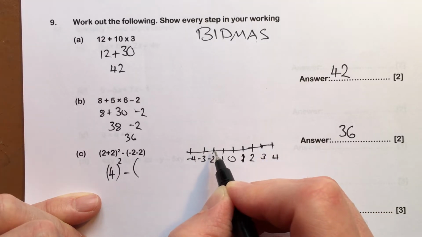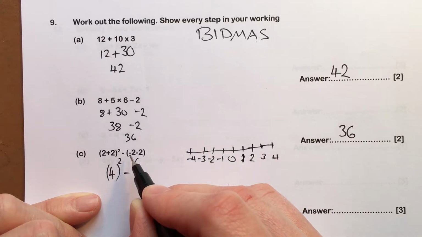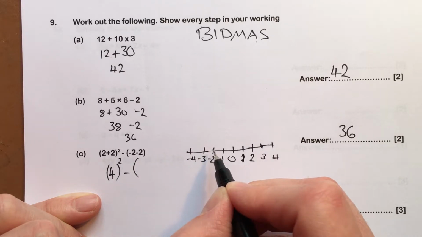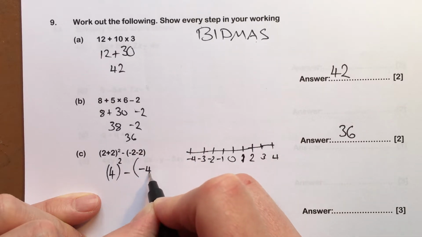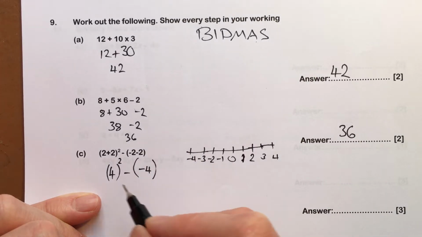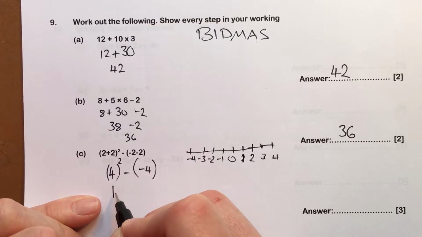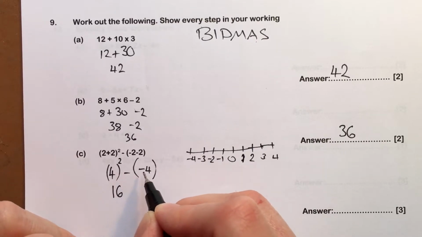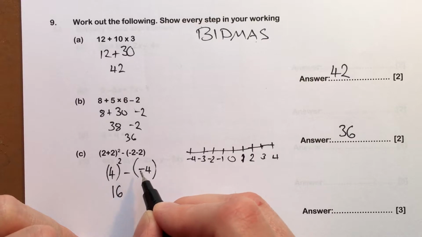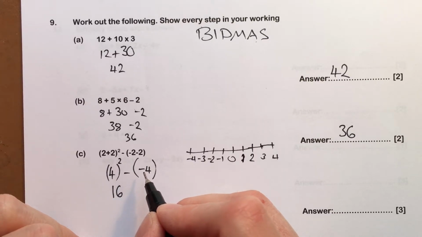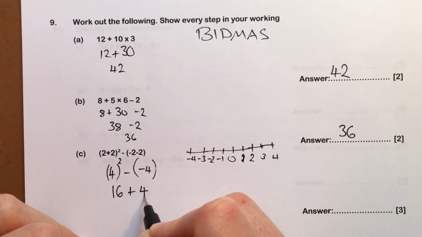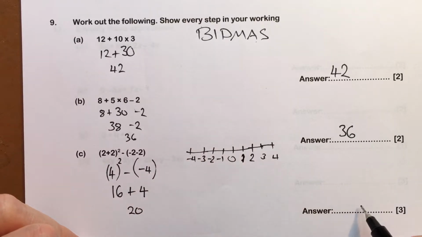Right, starting at minus 2, that instruction. Start at minus 2, take away 2. Well, that takes me this way. So I'll end up at minus 4. So in this bracket here, we've got minus 4. Right, 4 squared, 4 times 4 is 16. Take away minus 4. Now we do have two minus signs right next to one another. This is saying subtract negative 4, which is the same as adding 4. Final answer being 20. Job done.